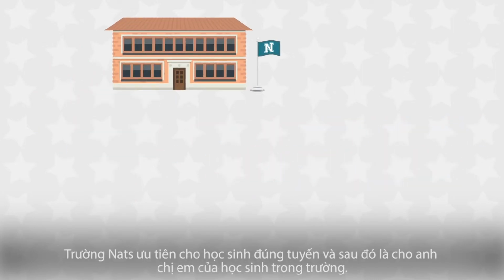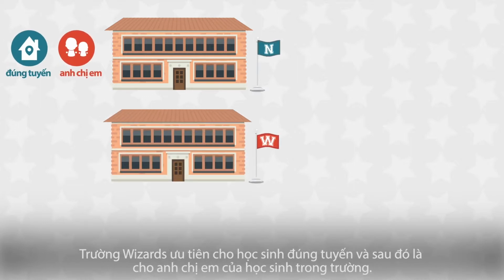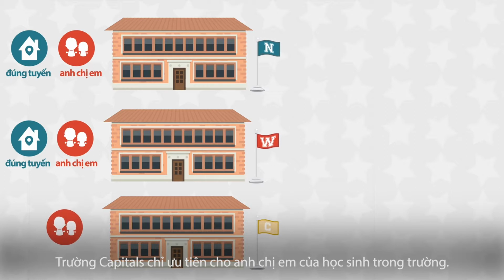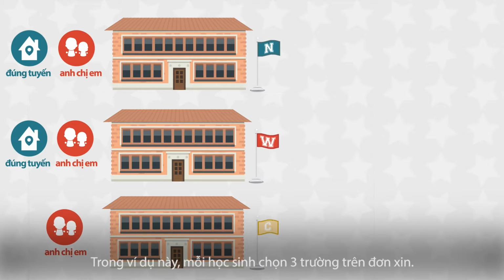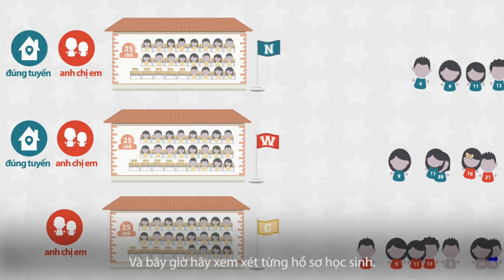Nat's School gives priority to applicants who reside in the school's boundary and then to siblings. Wizard School gives priority to applicants who reside in the school's boundary and then to siblings. Capitals School gives priority to siblings only. In this example, each applicant selects 3 schools on their application. So let's take a look at our applicants.